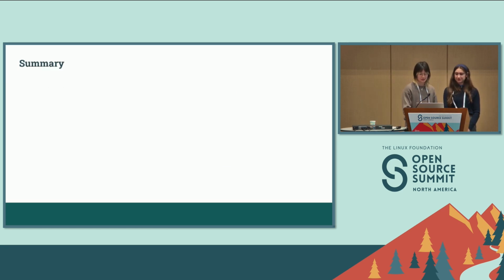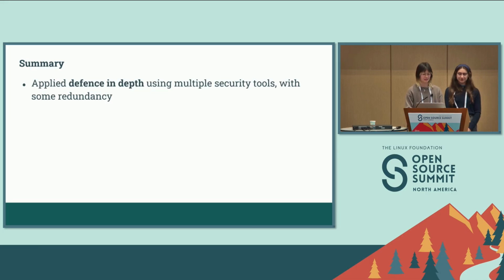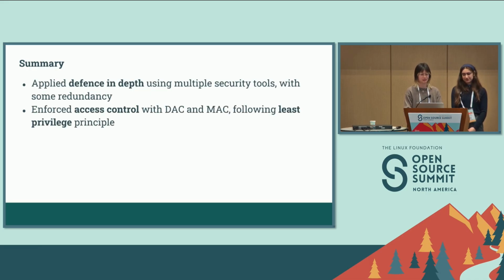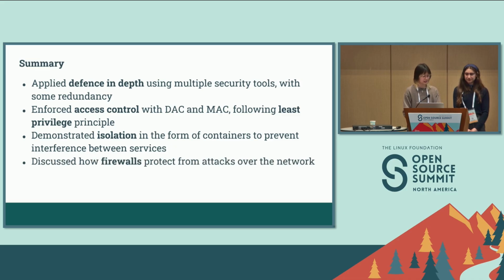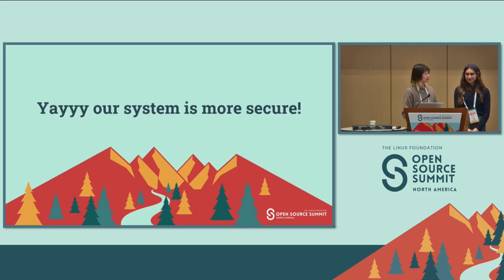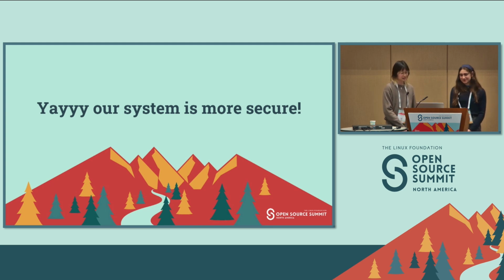Okay, to summarize what we went through, we applied defense in depth using multiple security tools with some redundancy. We enforced access control through both discretionary and mandatory access control and followed the principle of least privilege. We demonstrated isolation in the form of containers to prevent interference between services that should not be able to communicate with one another. And we discussed how firewalls can protect from attacks over the network. So yay, our system is more secure.